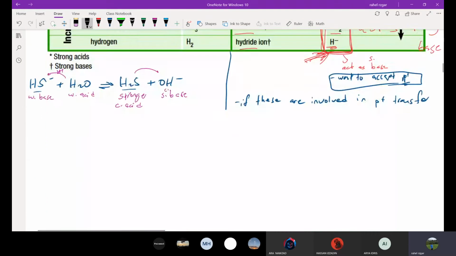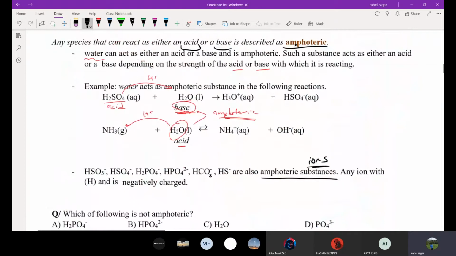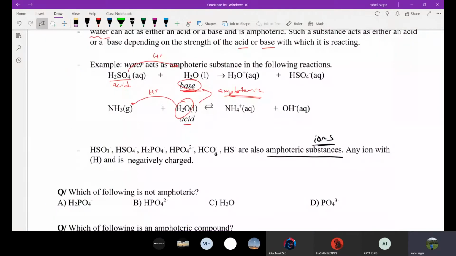The same is also true for these ions. They can donate a hydrogen in certain reactions, and at the same time they can also accept a proton because they are negative. So any ion with H that is negatively charged can act as an amphoteric. It can act as an acid and also as a base.